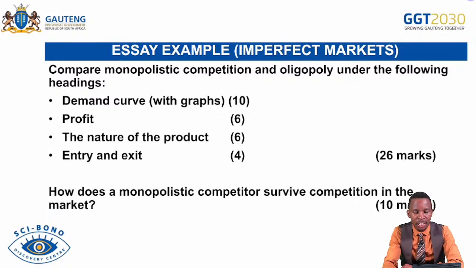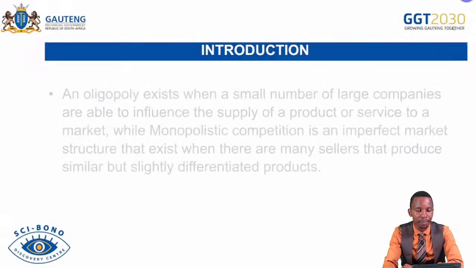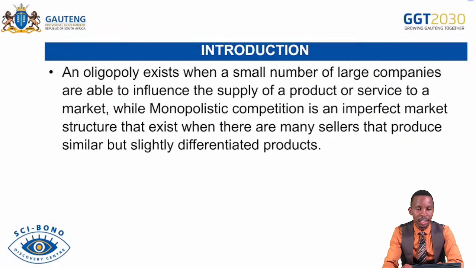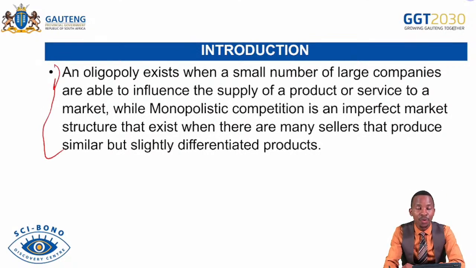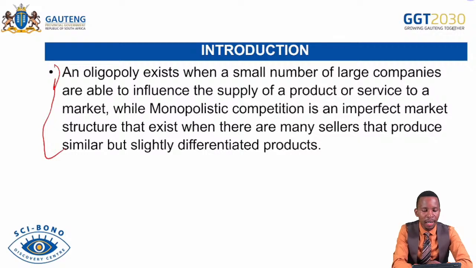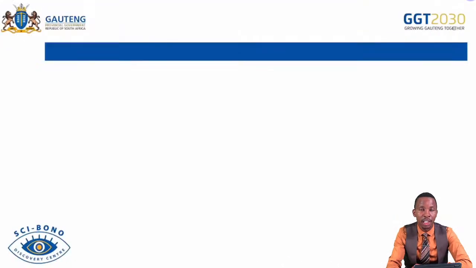How does a monopolistic competitor survive competition in the market? Let's see the example. As for the introduction, mainly we define both monopolistic competition as well as the oligopoly. An oligopoly exists when a small number of large companies are able to influence the supply of a product or a service to a market, while monopolistic competition is an imperfect market structure that exists when there are many sellers that produce similar, slightly differentiated products. That is just for 2 marks.